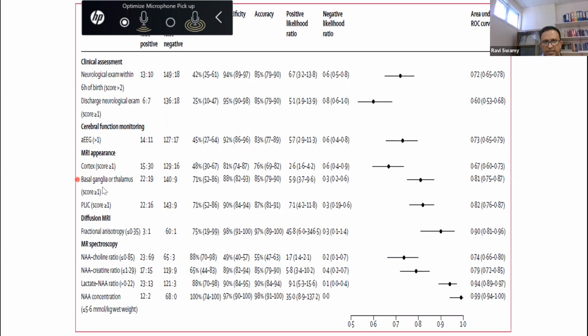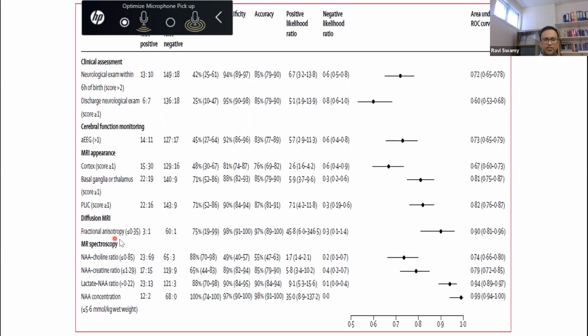BGT lesions are the classical finding for HIE. And then you have a high sensitivity, high specificity as well, and it's about 0.81 under the ROC curve. So this is fairly good. Of all the things so far, BGT lesions go up to 0.81. Then we talked about the Plic scoring. Plic scoring again 0.82, going up higher than the conventional thing.